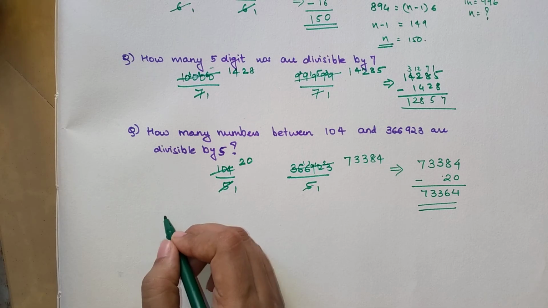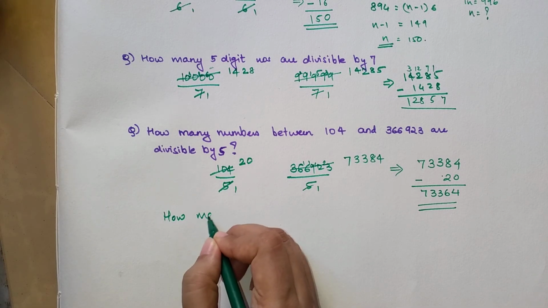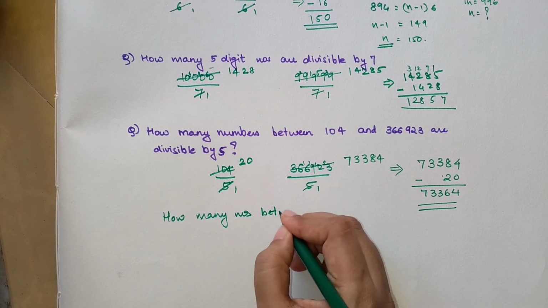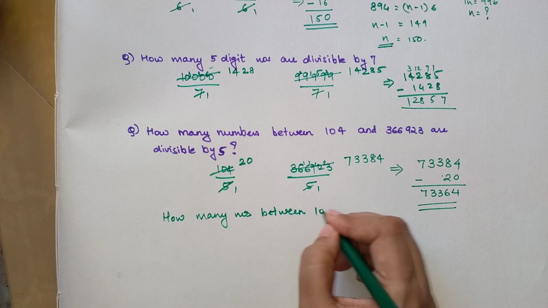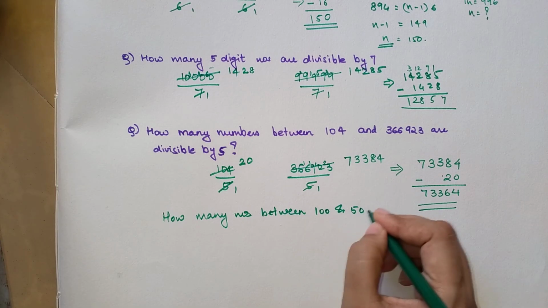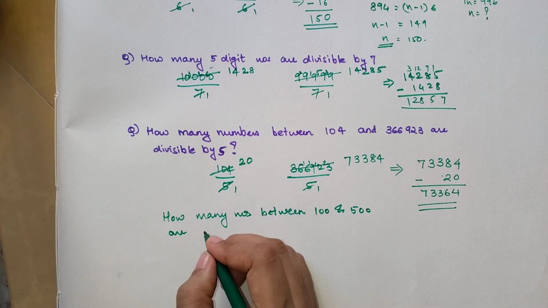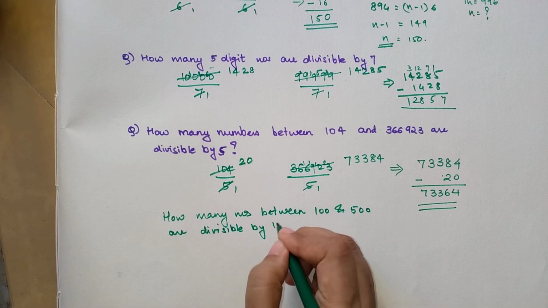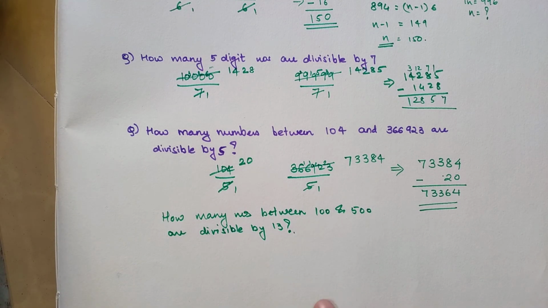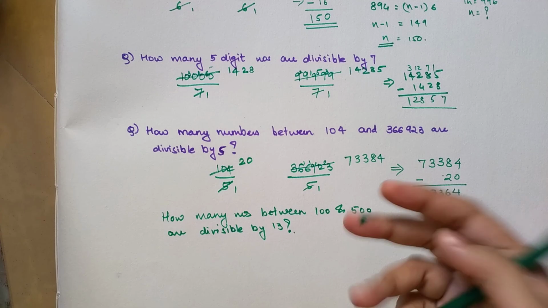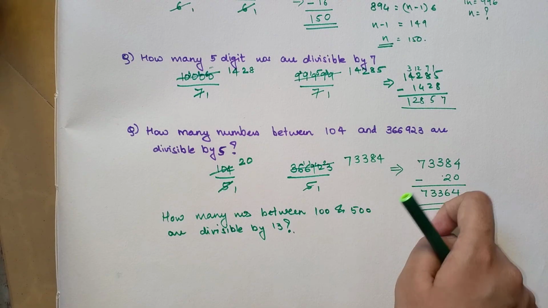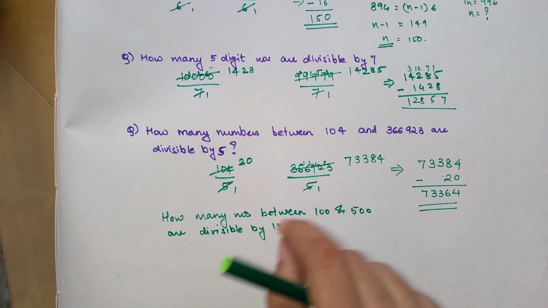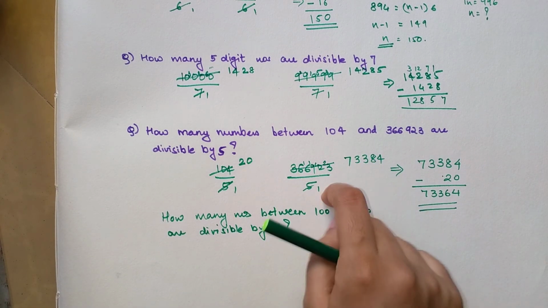So now the question is, how many numbers between 100 and 500 are divisible by 13? Please use this trick, and if you have any doubts, then you can go ahead and use this particular trick for this sum as well. You can cross verify your answers. You will come to know that both the answers are absolutely the same.